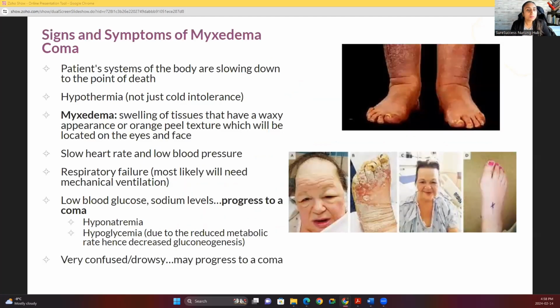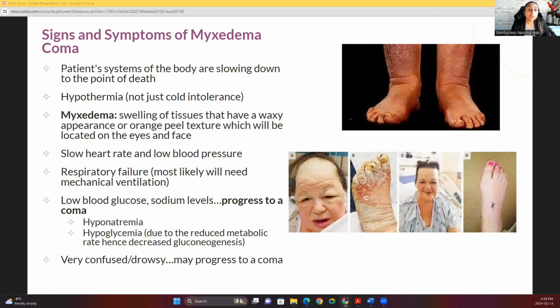The signs and symptoms are usually the same. Everything is low, slow, but it is super low. And it causes a myxedema coma. Myxedema, as I told you, what is myxedema? Swollen skin and having a waxy appearance. This is the person. Now look at her skin, brittle hair, too much waxy appearance.